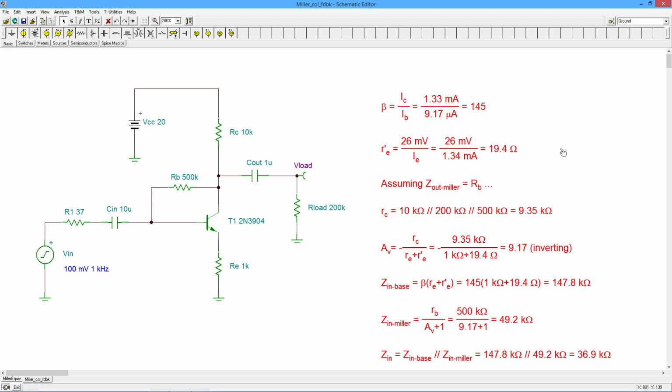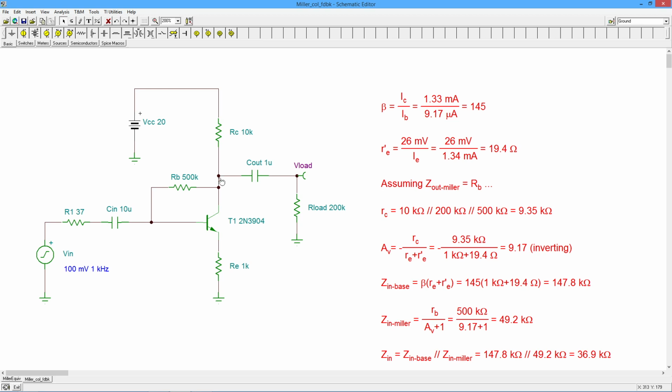Now I am going to assume that Zout-Miller equals the base biasing resistor. Remember, your Zout-Miller, because here's your input, here's your output, is going to sit out here. It's going to wind up in parallel with RC and R load to set up your gain. So I don't want to ignore it. I don't know its exact value, though. I know it's going to be somewhat smaller than RB. If we have a decent size gain, it's going to be pretty close to RB, pretty close to 500K. So that's where I'm going to start. If we wind up with a really low gain of like 2 or 3, we can always go back and recompute this. But if we end up with a decently sized gain, we'll just run with it.